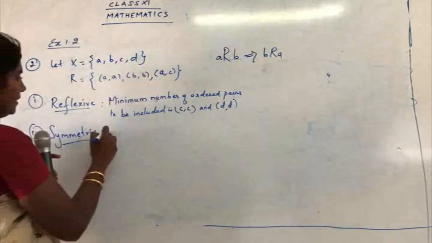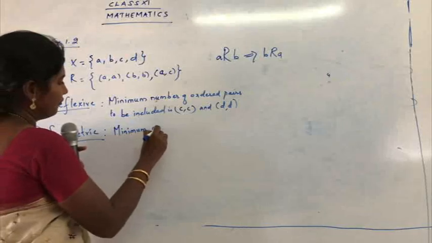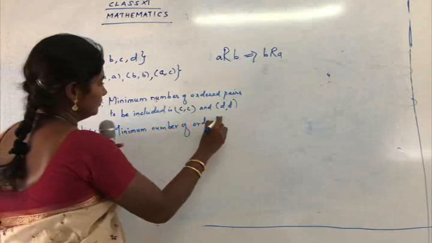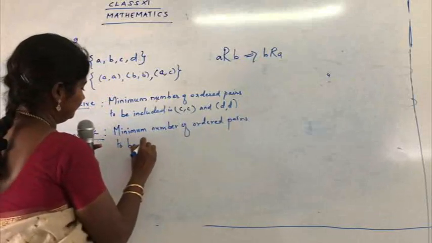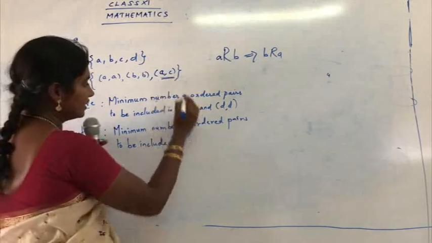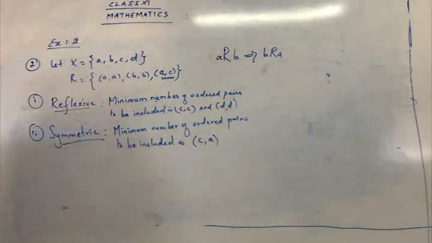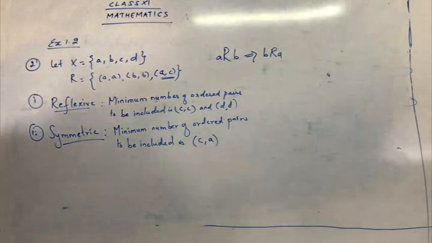So write down the point. Minimum number of ordered pairs to be included is, AC is present, yes, children. So you have to include your CA. So the minimum number of ordered pairs to be included is CA. Now coming to the third point, that is transitive.